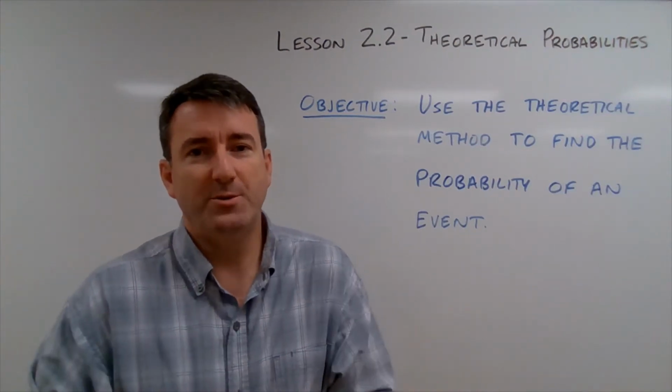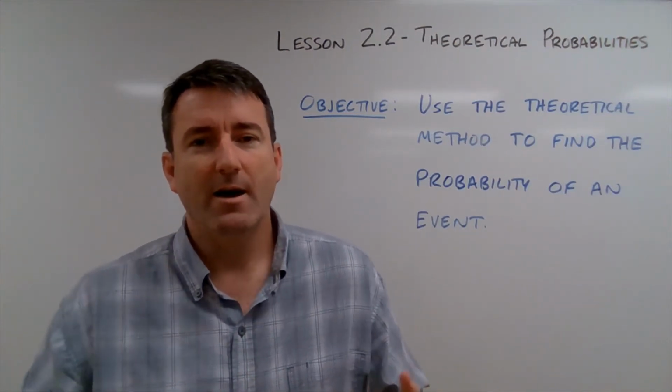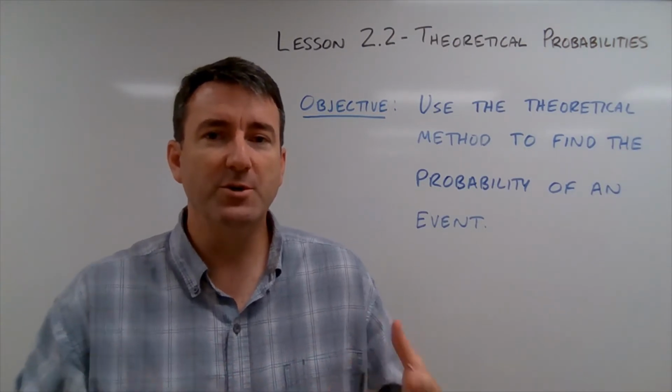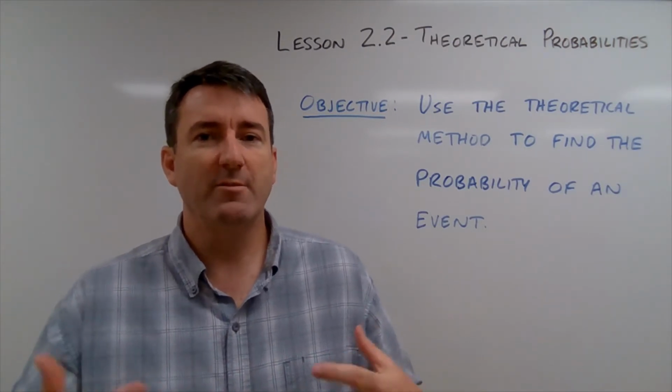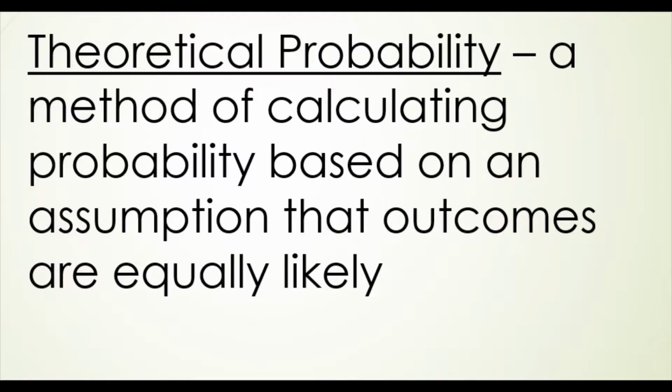Lesson 2.2, Theoretical Probabilities. Our objective for this lesson is to be able to use the theoretical method to find the probability of an event.